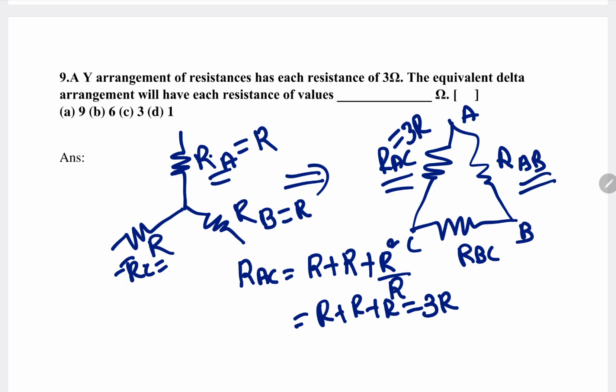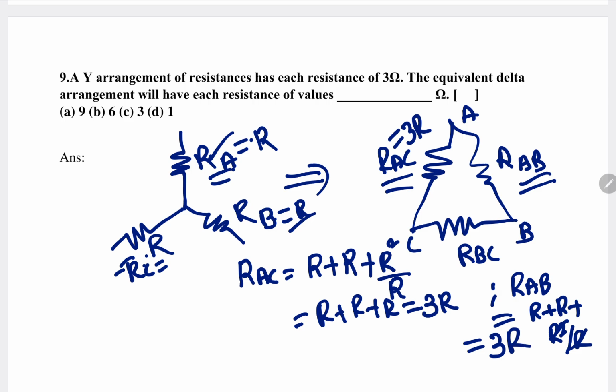Similarly RAB is equal to RA plus RB plus RA into RB divided by RC, that is R plus R plus R into R, R square divided by R. So R square divided by R gets cancelled. Again we will get 3R.